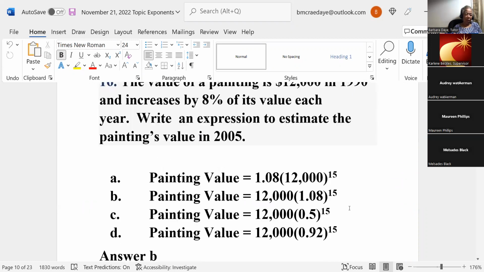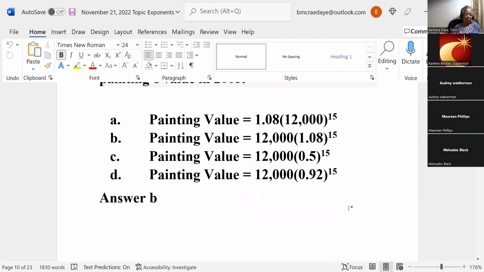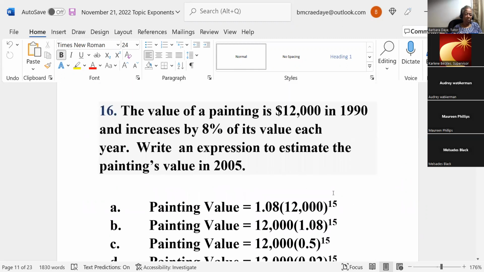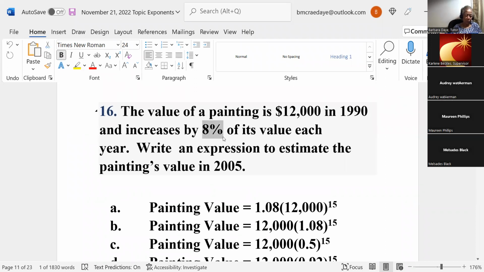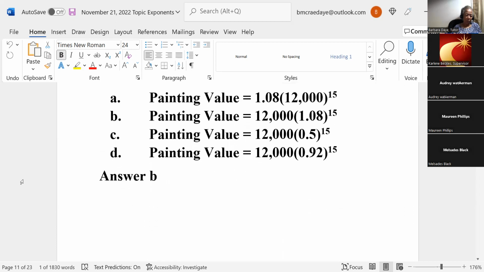So now on this one, Mercedes, you were asking a question. The 8%, you convert that to a decimal, right? Okay, here we go. 8%. Let's put that here. And what is 8% as a decimal, Mercedes?